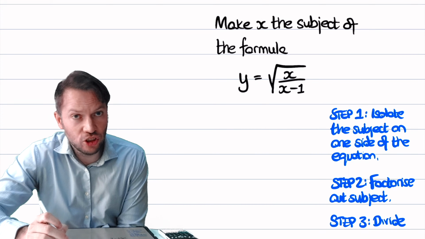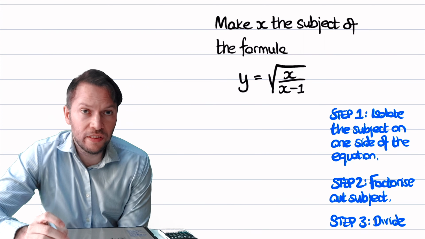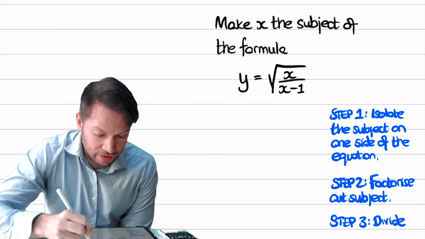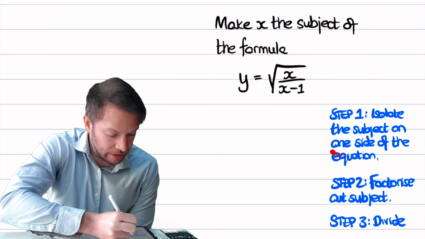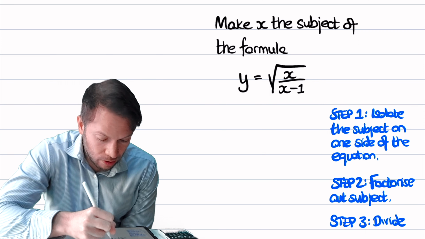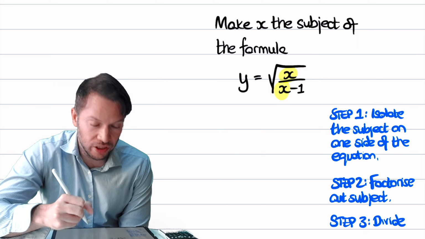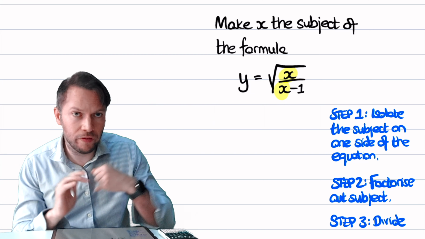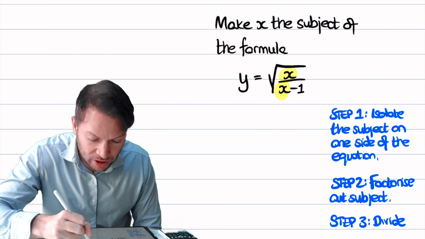Hi, in this video we're going to change the subject of the formula where the subject is inside a fraction with a square root. We saw that step one is that we want to isolate the subject on one side of the equation. Now, I know x is already on one side of the equation, but it's currently trapped inside this fraction and this square root. So we want to kind of free everything up first. So what might we do first?